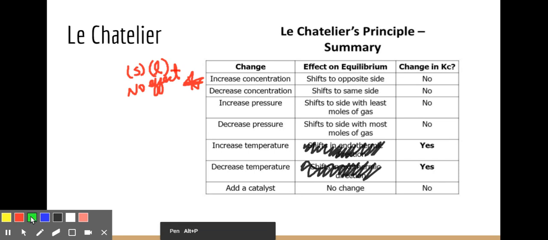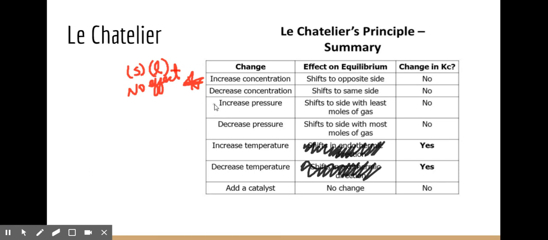Now for the next one, we have an increase in pressure. When we are working with pressure, we can only look at gases, and we count the moles of gas on my product and reactant side. If I increase pressure, this can also be asked in terms of volume. If I increase pressure or decrease volume, these work the same way, then I will shift to the side with the least moles of gas. Now make sure you're looking at gases only.